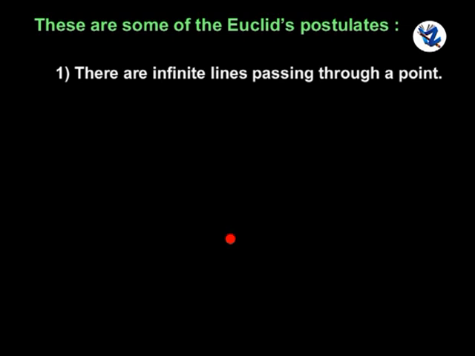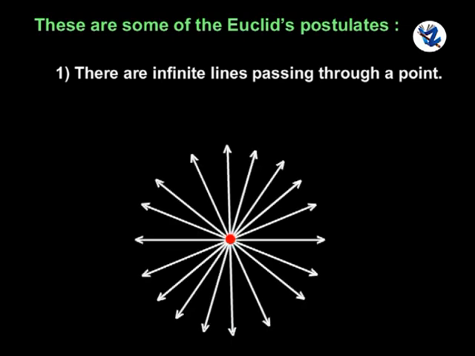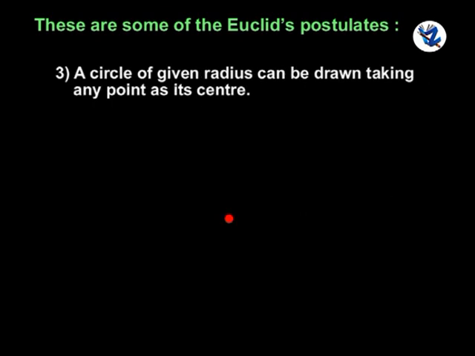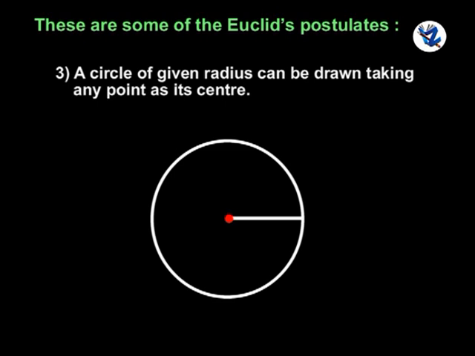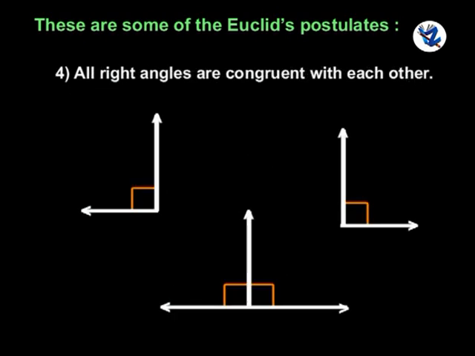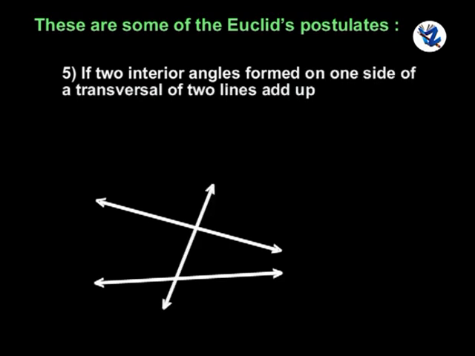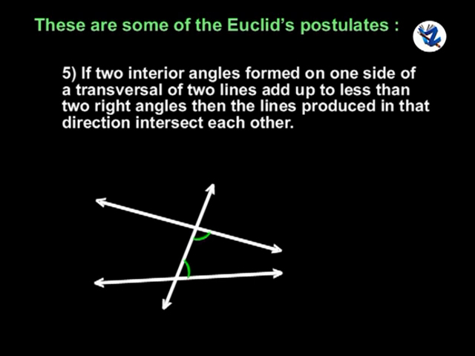First, there are infinite lines passing through a point. Second, there is one and only one line passing through two points. Third, a circle of given radius can be drawn taking any point as its center. Fourth, all right angles are congruent with each other. Fifth, if two interior angles formed on one side of a transversal of two lines add up to less than two right angles, then the lines produced in that direction intersect each other.